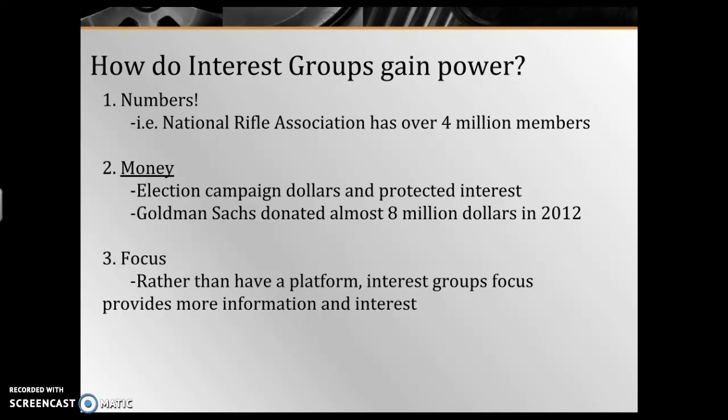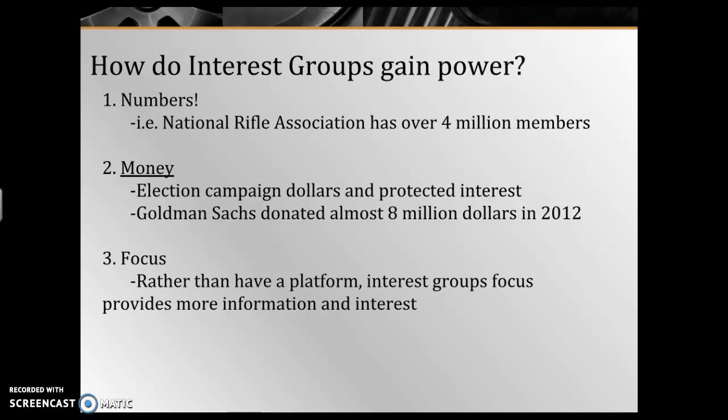How do they gain power? The biggest way that interest groups gain power is through their numbers. You think about the National Rifle Association, it has over 4 million members. Now, while that doesn't seem like a lot in the whole aspect of our country population wise, 4 million people is a lot of people to get motivated to do something. 4 million people can change the results in an election.